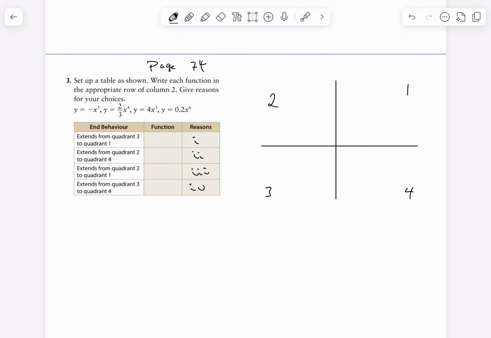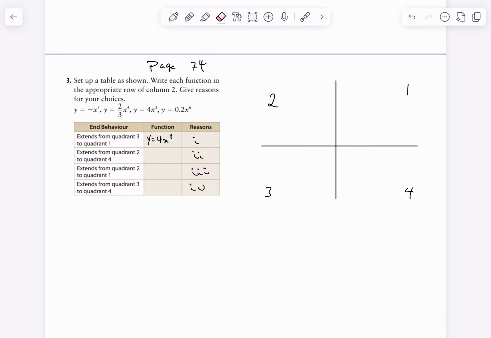And so extends from quadrant 3 to quadrant 1, okay? So you'll remember a function I can think of right off the bat that extends from quadrant 3 to quadrant 1 is going to be our x cubed graph. So something like this, right? This would be the graph y equals x cubed, okay? Or any other odd function for that matter. And so from what I can tell, if I'm looking for something from that list, I'm going to put y equals 4x cubed as the function that fits that kind of criteria.